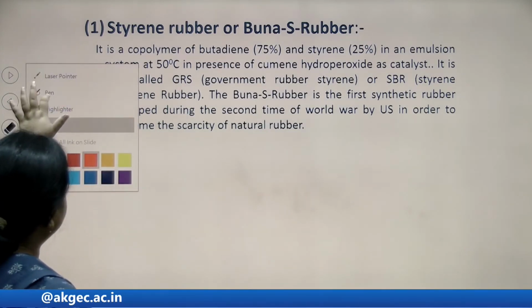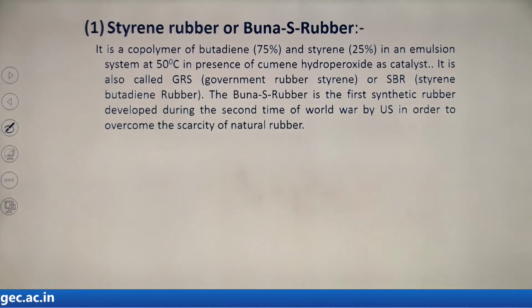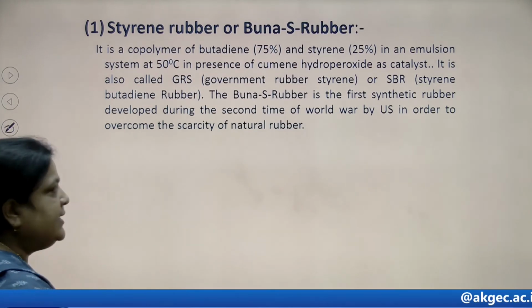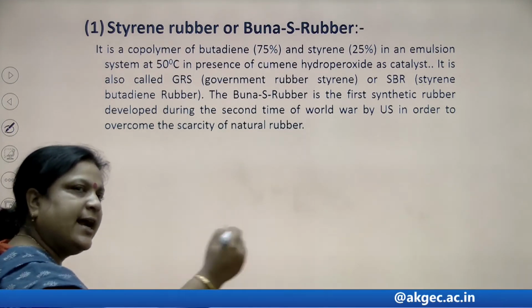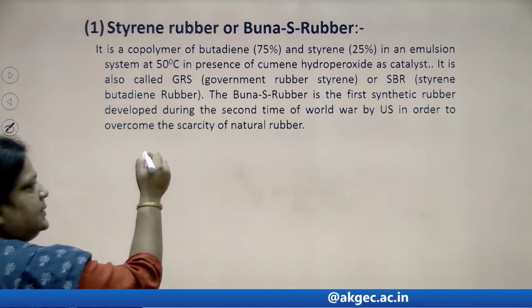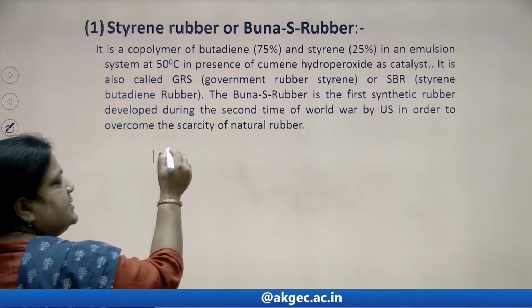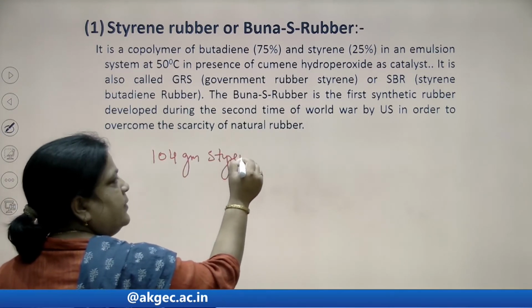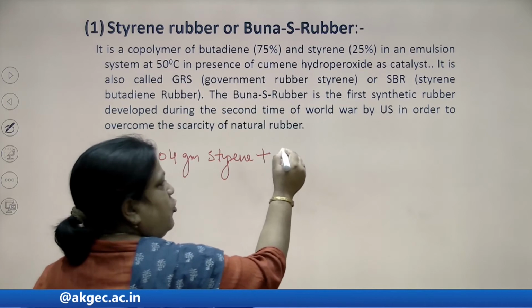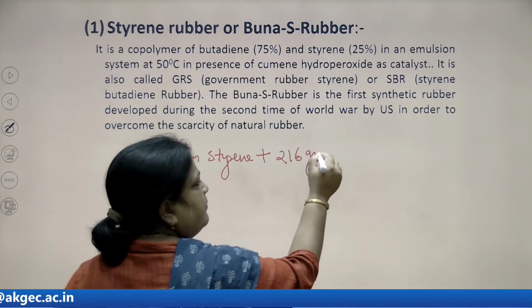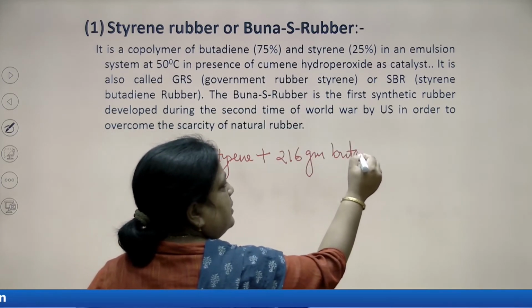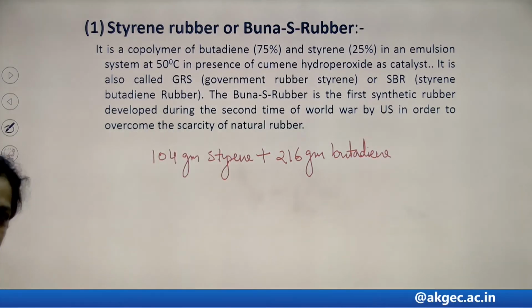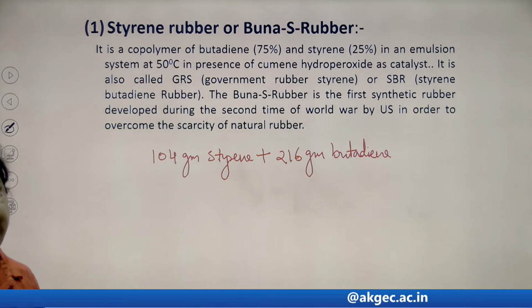If the examiner asks: a polymer which is formed by copolymerization of butadiene and styrene, let's say 104 gram styrene plus 216 gram butadiene. Suppose the examiner asks like this, which type of polymer is formed, and draw the structure.